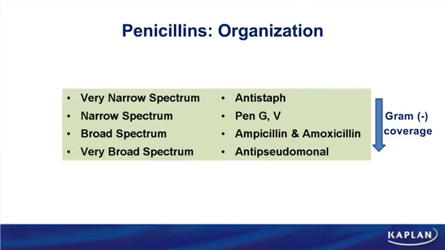You see, all penicillins have some ability to kill gram-positives. The more narrow their spectrum, the more likely it is that's all they're going to kill. But with the broad and the very broad spectrum penicillins, we get better and better gram-negative coverage, all the way down to the anti-pseudomonals, which have the broadest coverage of all because they kill so many gram-negative organisms.